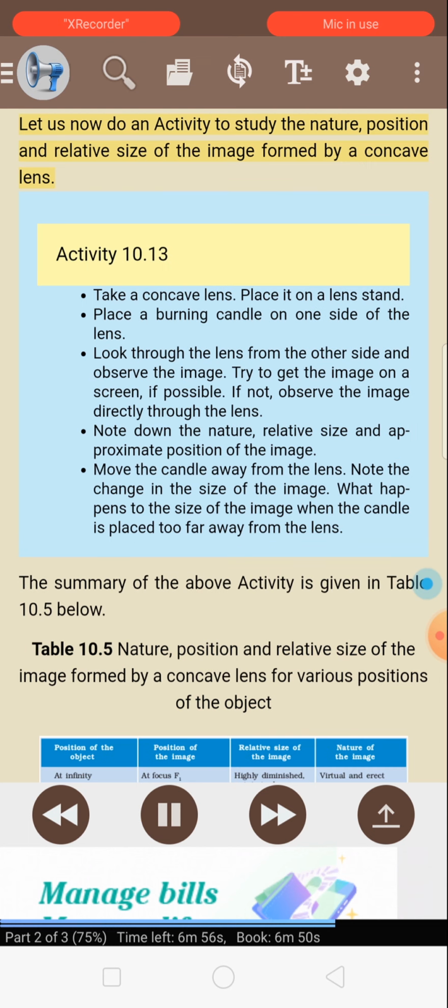Let us now do an activity to study the nature, position, and relative size of the image formed by a concave lens. Activity 10.13. Take a concave lens. Place it on a lens stand. Place a burning candle on one side of the lens. Look through the lens from the other side and observe the image. Try to get the image on a screen, if possible. If not, observe the image directly through the lens.